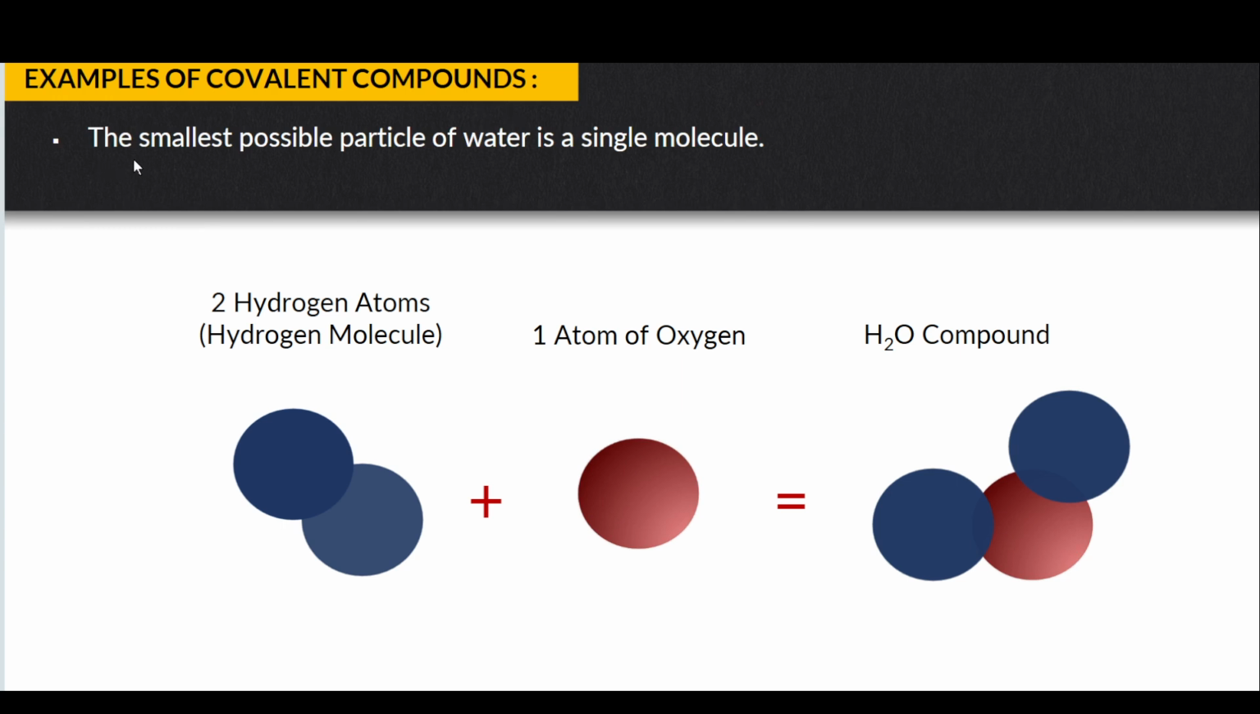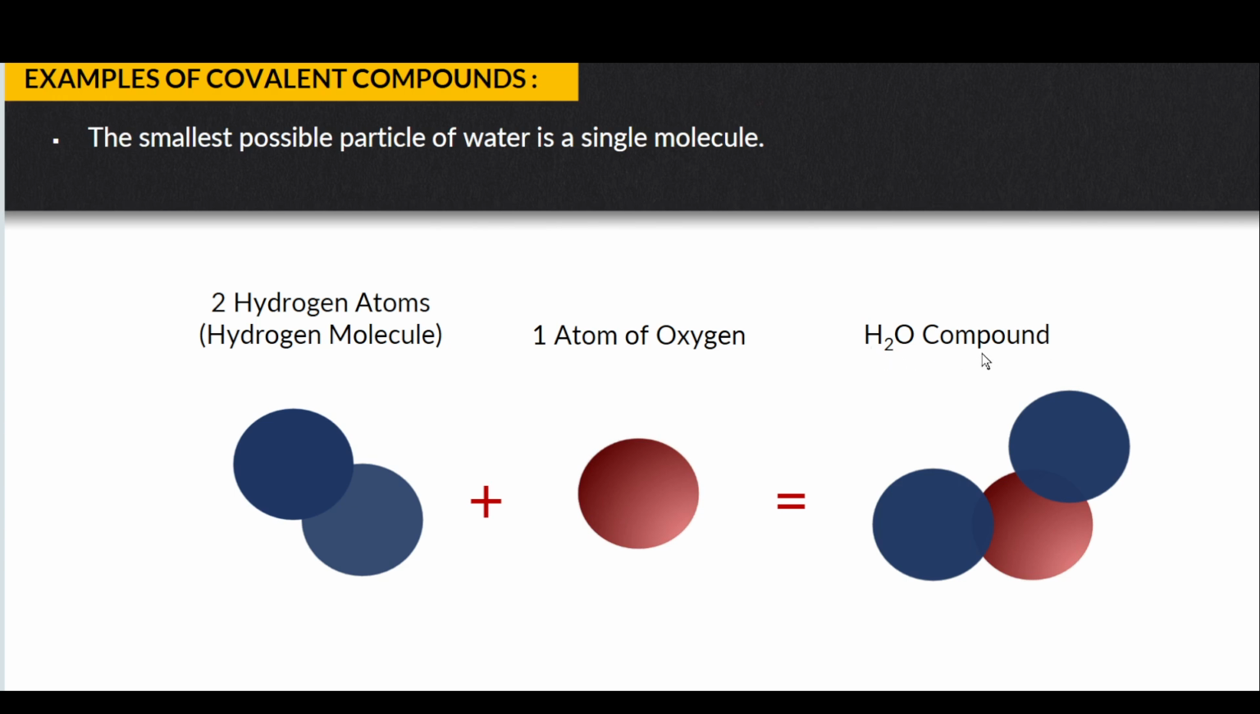Example of a covalent compound. The smallest possible particle of water is a single molecule, right? We know water has the formula H2O. So it has two hydrogen atoms, which make one hydrogen molecule, H2, and this is one atom of oxygen. When they combine, they form the H2O compound. So there are two hydrogens and one oxygen forming a single molecule of water, or a single compound.